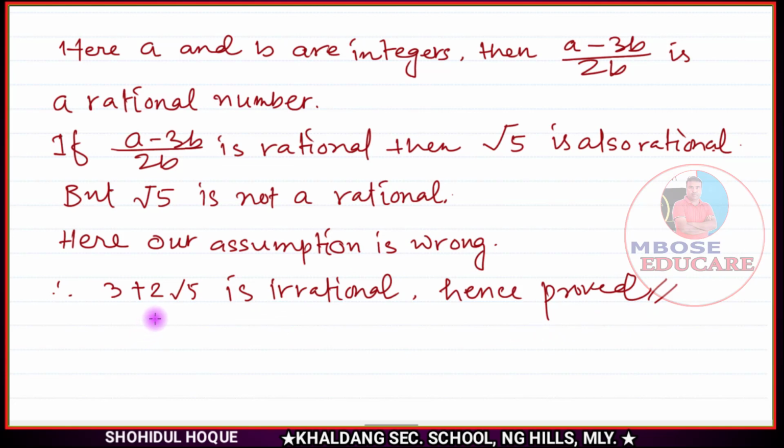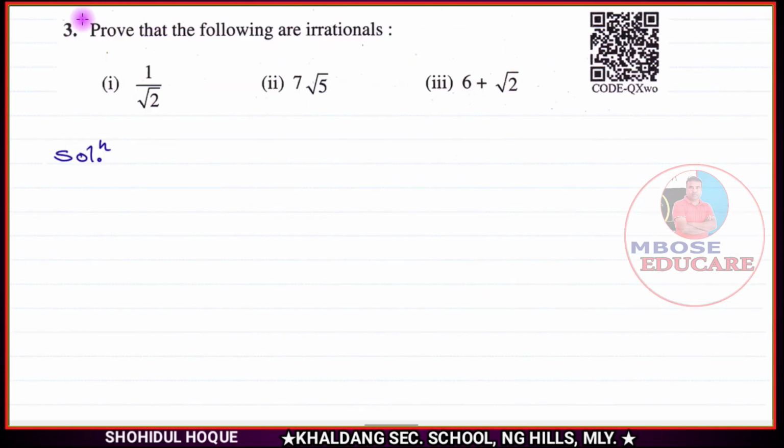Now let us solve question number 3. This is question number 3. The question is prove that the following are irrationals. In this question there are 3 parts, number 1, 2 and 3. We have to prove all these numbers are irrational. First of all, let us solve part number 1. The number is 1 divided by under root 2. We have to prove this is an irrational number.